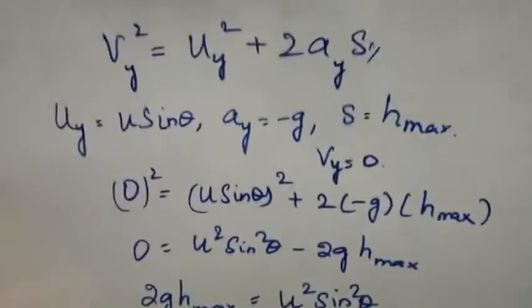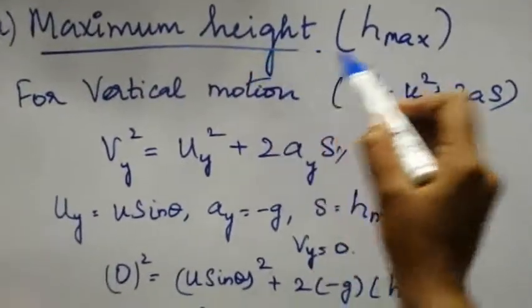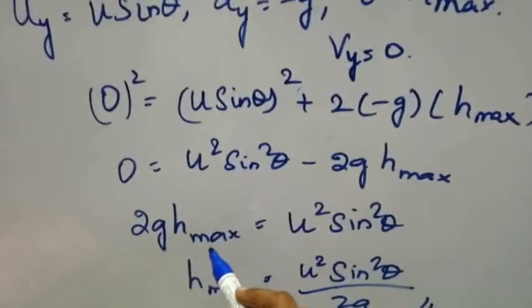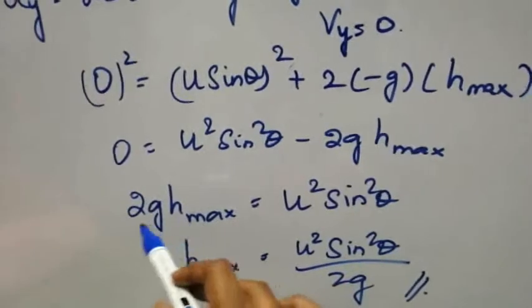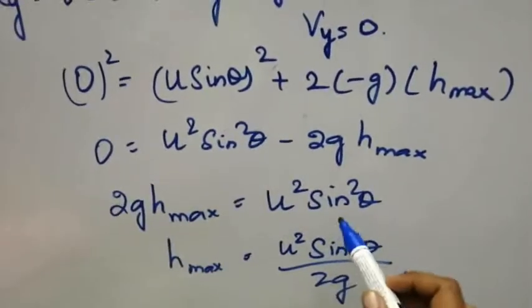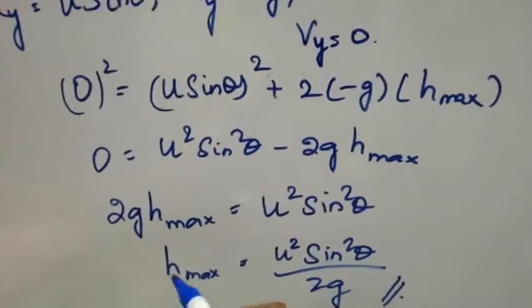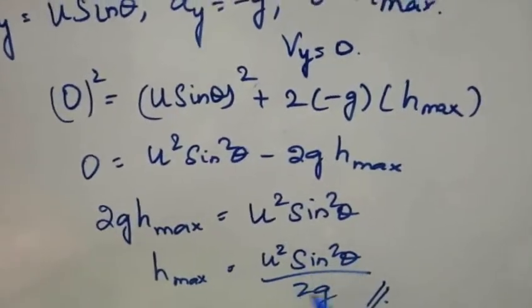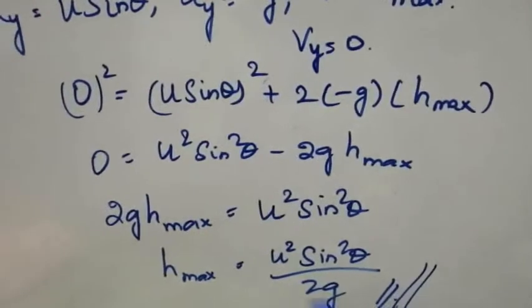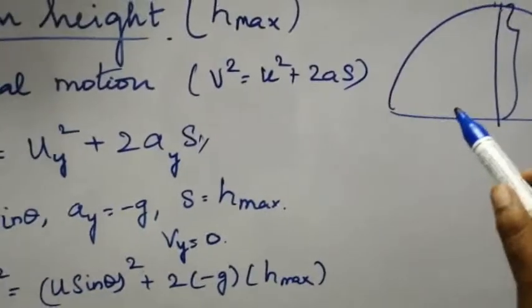What we have to find is the h max height. So have the h max term alone on one side, and bring 2g to the other side. Here it is in multiplication, isn't it? If it comes to the other side, it becomes division. So h max is equal to u square sin square theta by 2g. This is your height h max for the angular projection.